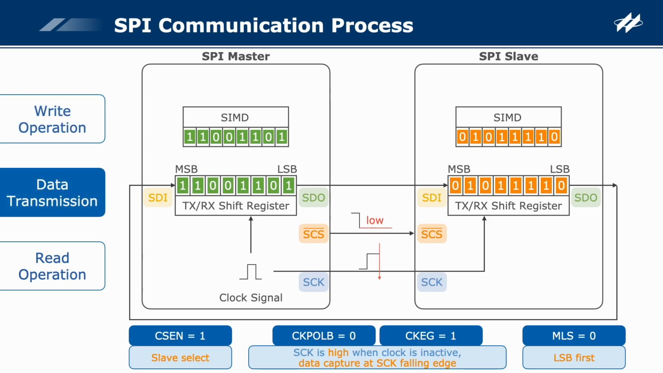Next, let's take a look at how to transmit data. When the data has been shifted into the TX-RX buffer and the first clock falling edge arrives, the lowest bit will be captured and sent out. When the second clock falling edge arrives, the second data bit will be sent out, and so on, until all the 8 data bits are completely transmitted. Then the SCK line returns to high, waiting for next data transmission.